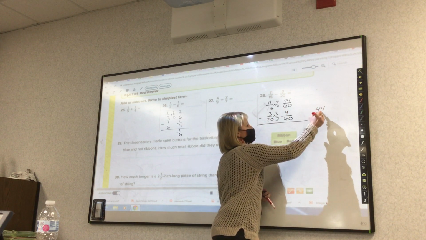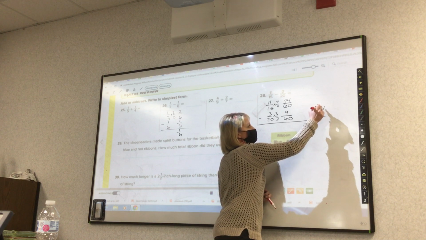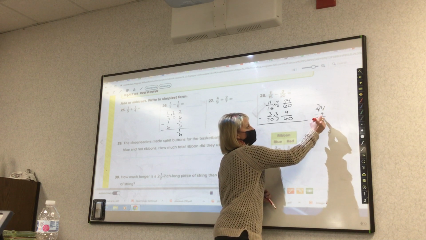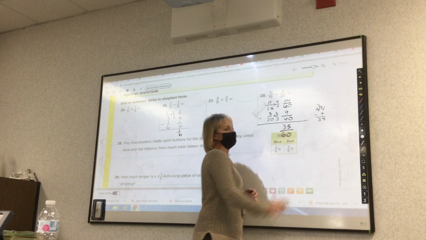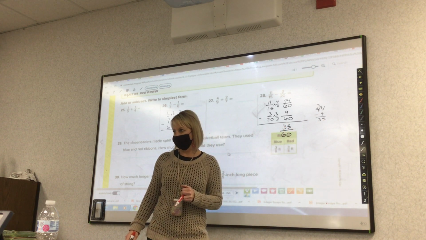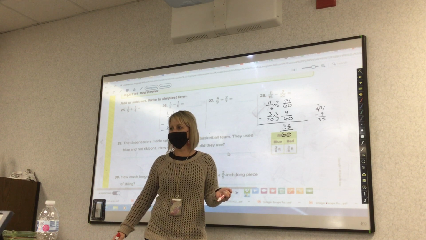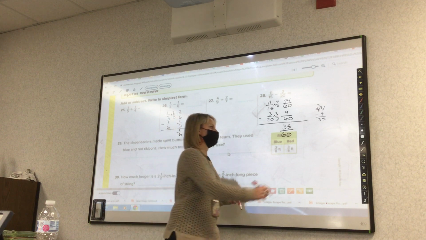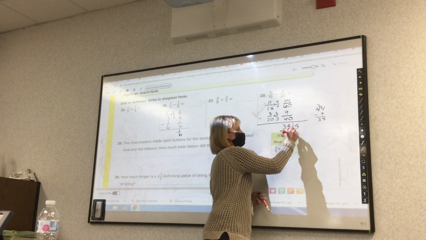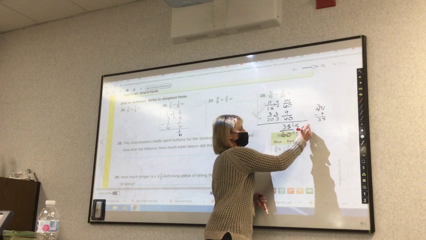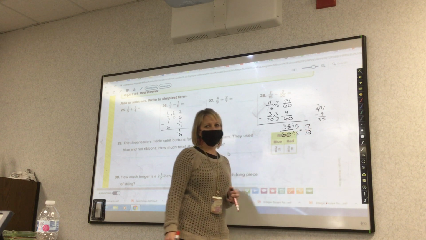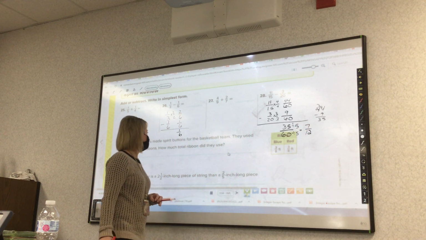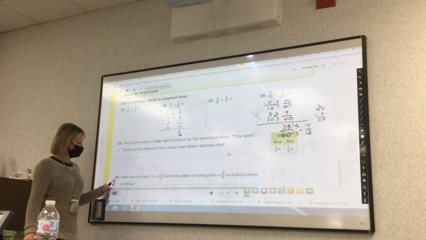Make sure you borrow, and it becomes 35, so I have 35/60ths. Reduce by 5. Am I done? No. They're both, one ends in 5 and one ends in 0, so what can I do? Divide by 5. Reduce by 5. And I get 7/12ths. Can I reduce that anymore? No. I just looked at 30.